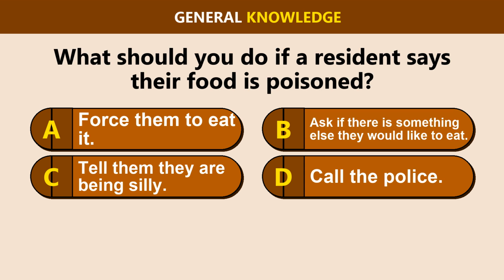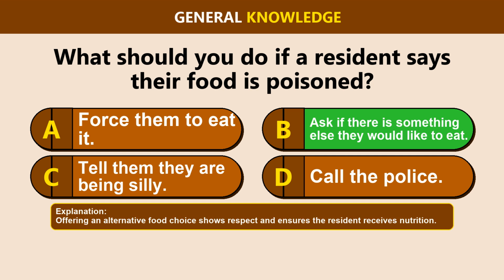Question 27. What should you do if a resident says their food is poisoned? Option A, force them to eat it. Option B, ask if there is something else they would like to eat. Option C, tell them they are being silly. Option D, call the police. The correct answer is option B, ask if there is something else they would like to eat. Offering an alternative food choice shows respect and ensures the resident receives nutrition.